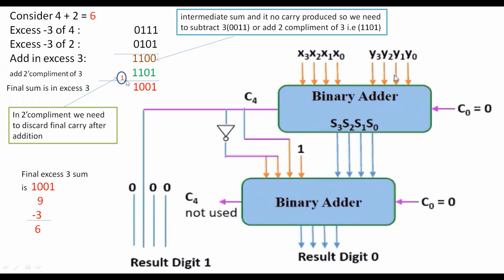In 2's complement addition, after the addition, if you are generating a carry, we need to discard the final carry. Therefore, whatever carry is generated after performing the 2's complement addition or 2's complement subtraction, the final carry must be neglected. Therefore, the result we got is 1 0 0 1. Carefully look: the actual result we got is in excess 3. We got the result as 1 0 0 1.